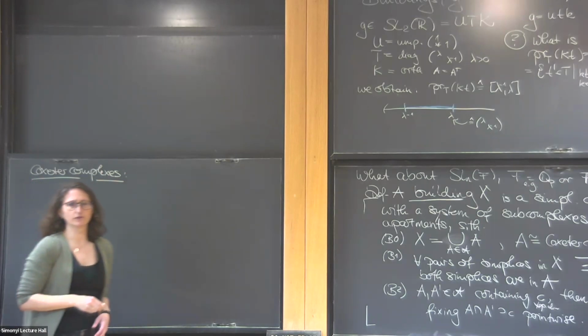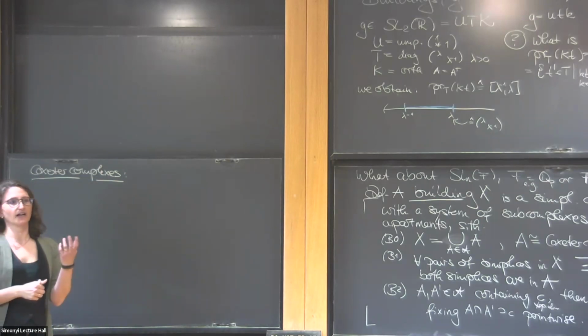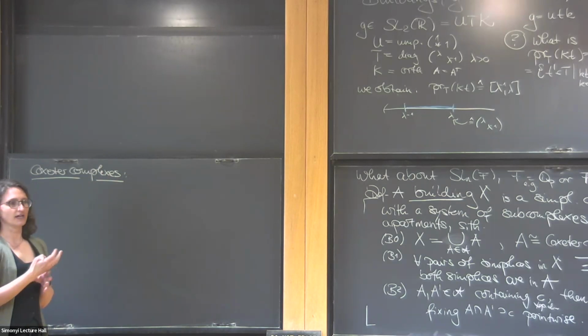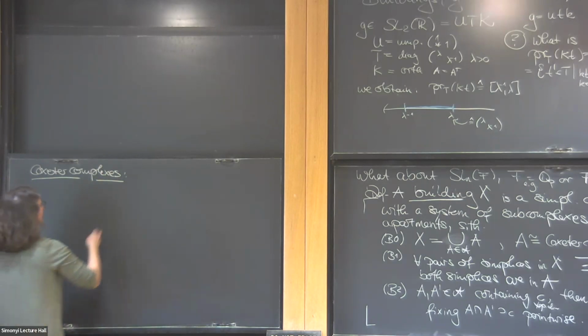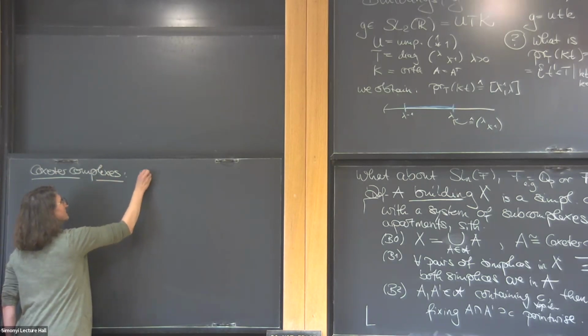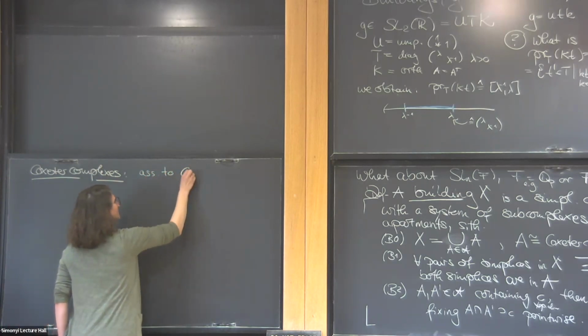For the sake of this talk, you can think of them as tilings of either spheres or Euclidean spaces obtained by a co-compact action of a reflection group. I'll be a bit more precise. They're associated to Coxeter groups.